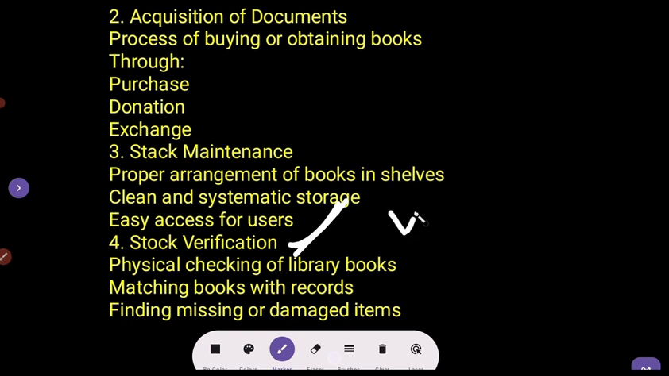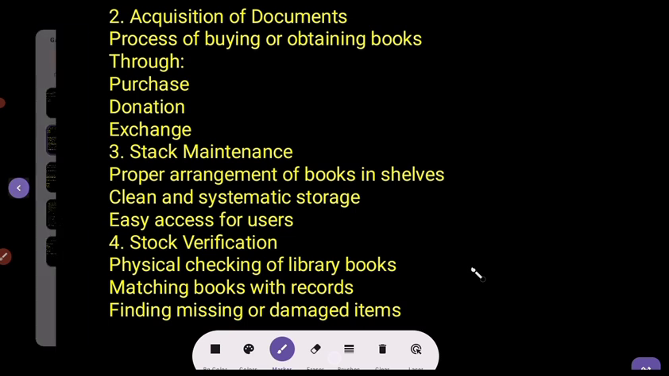The fourth one is your stock verification. It is the physical checking of library books, matching books with the record that you have, and also finding out the missing ones and the damaged ones. There is a criterion given: on the basis of how much collection you have, on that basis you have to verify.